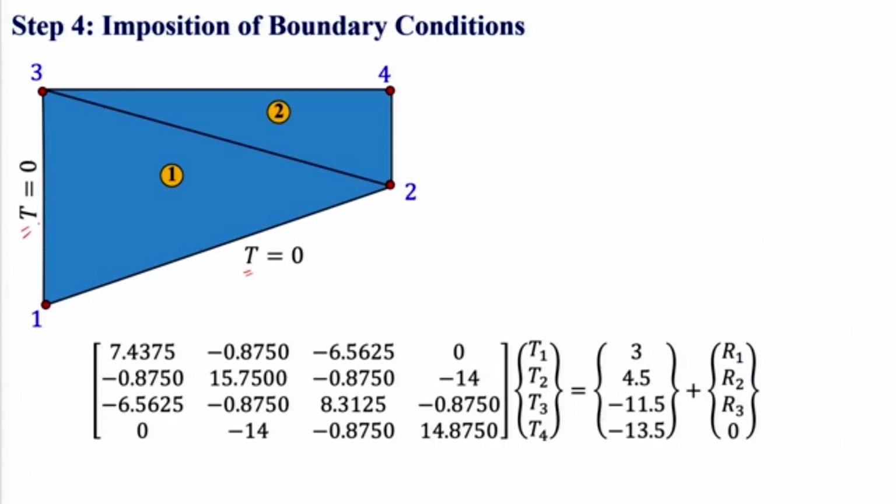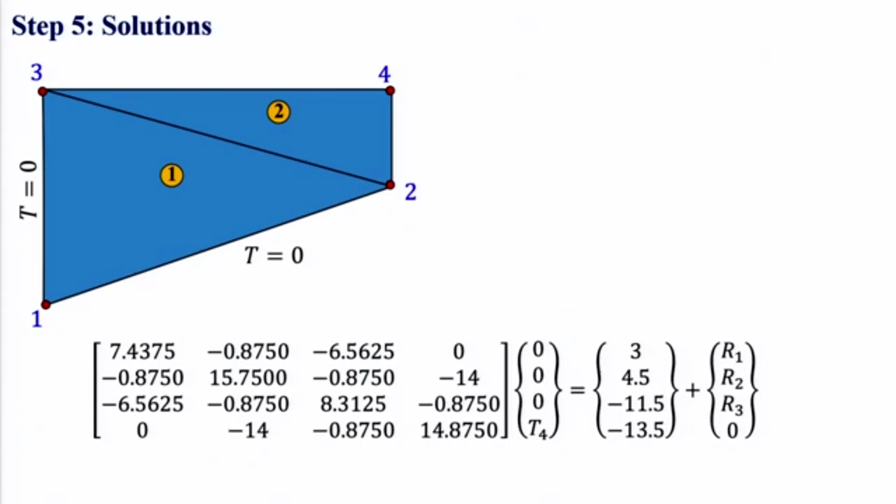Now what conditions do we have? T is 0 on this line and T is 0 on this line. Therefore T1 will be 0, T2 will be 0, and here also T3 will be 0. T4 we don't know. So here T1 will be 0, T2 will be 0, and all these are 0. Right? So if we substitute that, our equations will be like this.